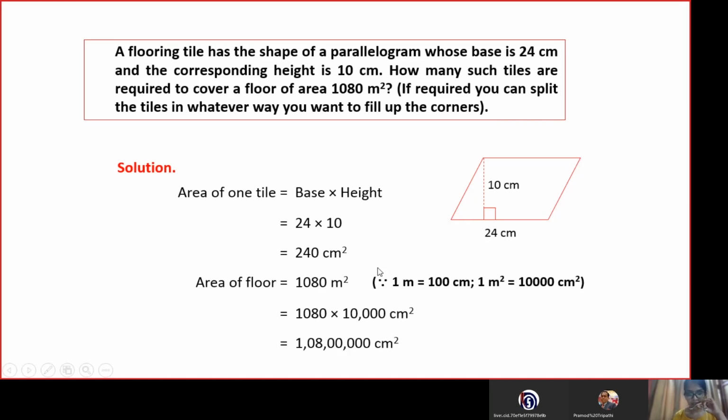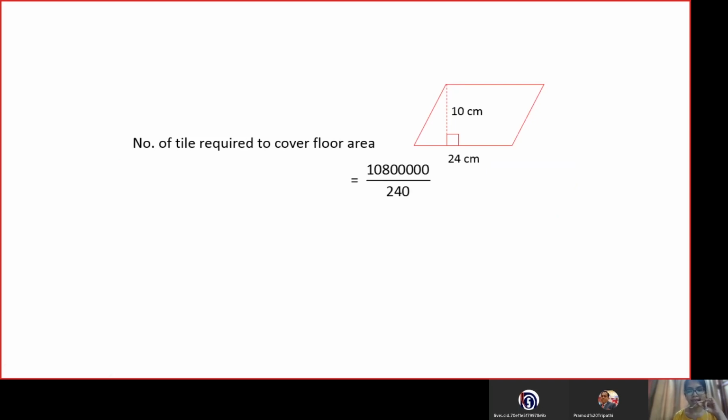Okay. Once you have converted the area of the floor in terms of centimeters square, now to find the number of tiles, you can divide the total area of the floor by the area of one tile. The total area of the floor divided by the area of one tile will give you the number of tiles. So we get the answer as 45,000.